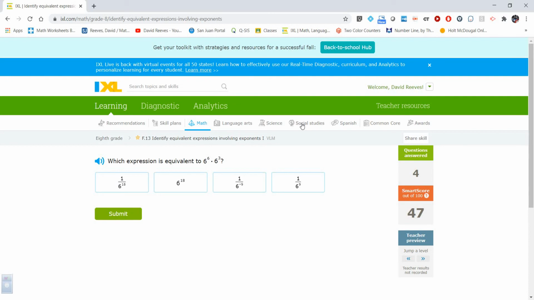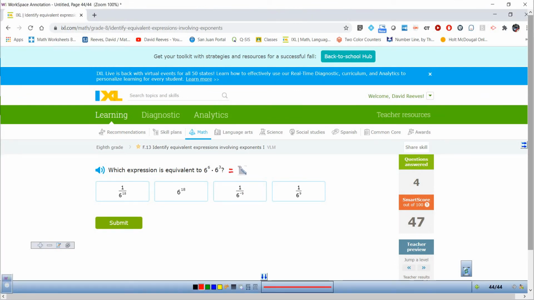Excellent. Okay, right here, 6 to the 3rd times 6 to the 3rd. Once again, the bases are the same, and I get 6 to the 6th power. And then when I look here, wait, 6 to the 6th power, my bad. 6 plus 3 is not 6. It's 9. Okay, now we'll try this again. When I look here, I see that none of my choices are 6 to the 9th power. All right, clearly it's neither of these.